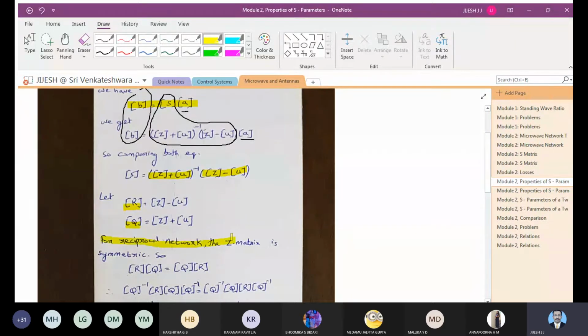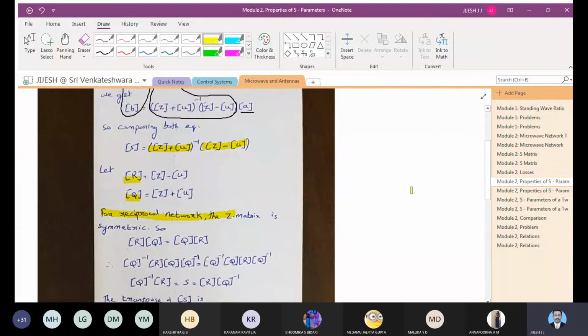Let us now make use of this R and Q, and just use the matrix properties and then simplify it further, and we will understand it further now. So now what you know is that for a reciprocal network, the matrix Z is symmetric. So what you can write is R and Q is there. In matrix representation, if the matrix is symmetric, then matrix R multiplied by matrix Q is the same as matrix Q into matrix R. This is a matrix property. I have not used anything of microwave here. So R into Q can also be written as Q into R.